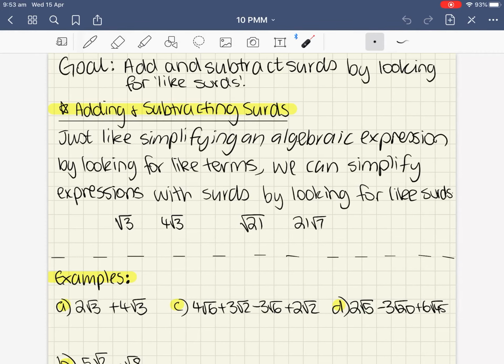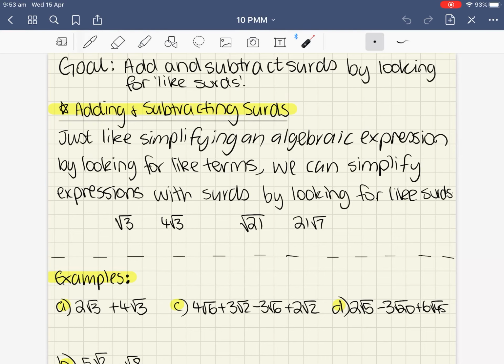Hey everyone, welcome to term 2 where we're going to continue with our surds. So our goal today is to add and subtract surds by looking for like surds. So these are really similar to like terms in algebra. Our title for today is adding and subtracting surds.